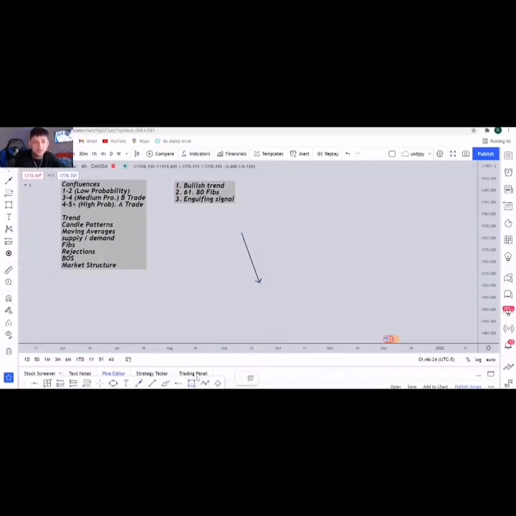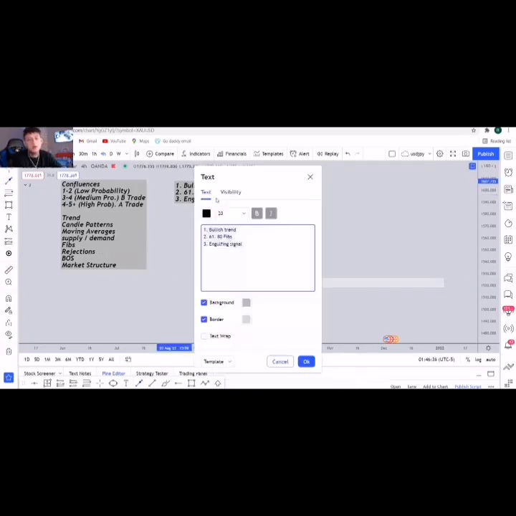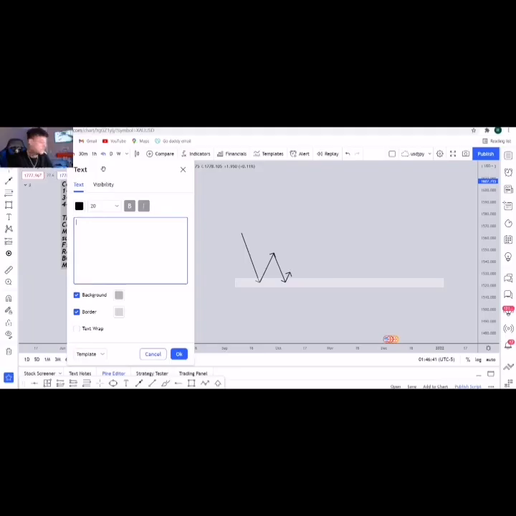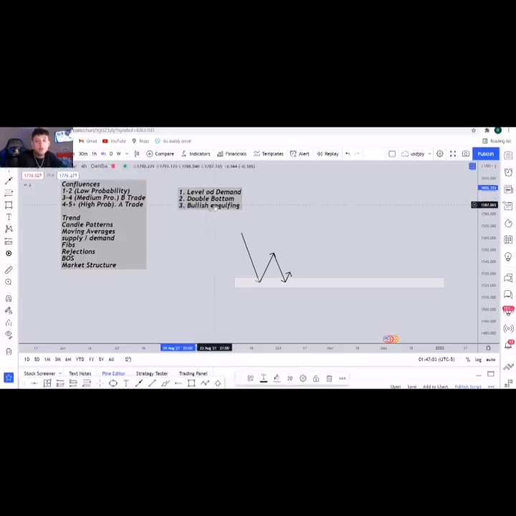Let's say you have a setup like this, right? We're at a level of supply, or we're at a level of demand, my apologies, right? And you have something like this, right? So let's write off our probabilities. 1, we have a level of demand. 2, we have a double bottom pattern. 3, we have a bullish engulfing. So right here, we already have 3 confluences, meaning it is a medium probability setup, right?